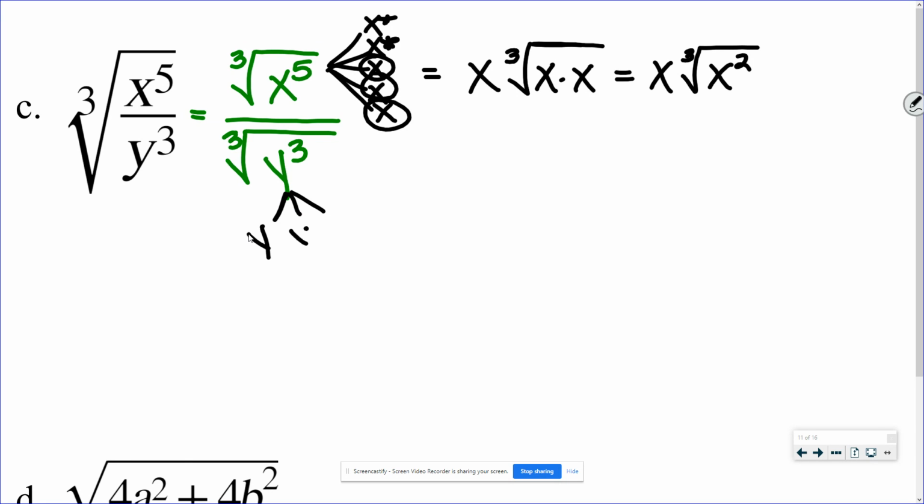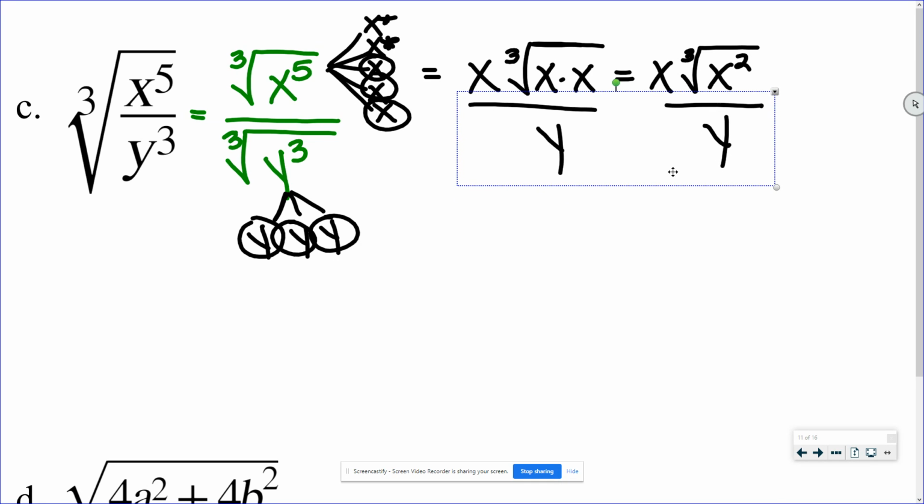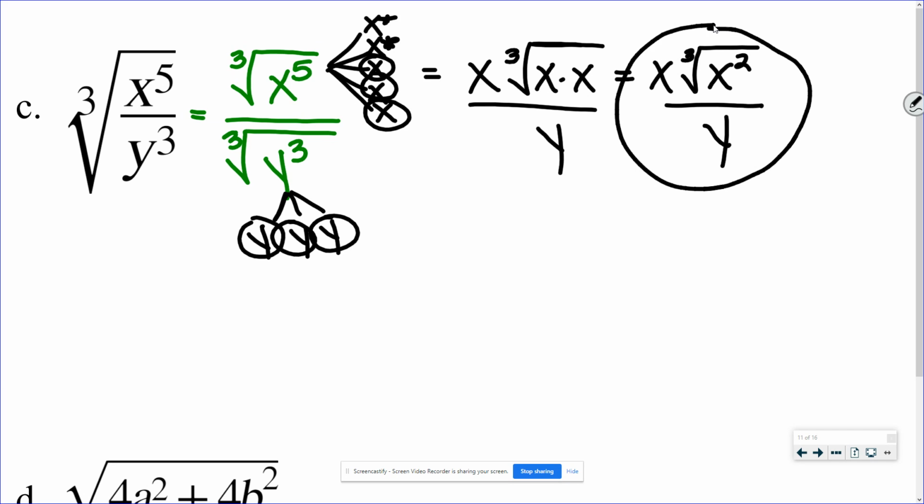y to the 3rd is y times y times y. Since we're dealing with a cube root, we need 3 of the same thing to remove it, and we have that. So the denominator would simplify to just a y, and now we have our final answer. So you just take the top. So this looks kind of funny. I need to bring this up a little bit. There we go. You have your top, you have your bottom, put it back into a fraction, and you're done.